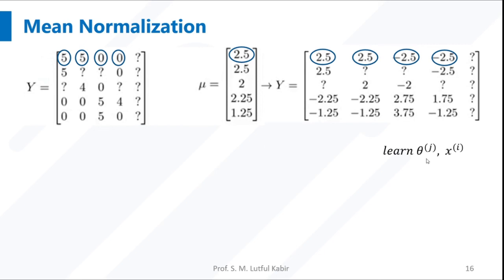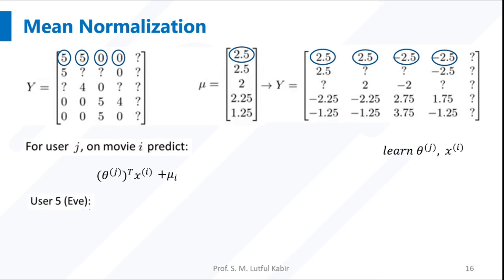So after getting theta j and x i by our collaborative filtering algorithm, we can find out the rating for user j on movie i. We can predict that value by this equation. Normally we do it by this equation. Since we have subtracted the mean value, we have to add the mean value again now to get the original value.